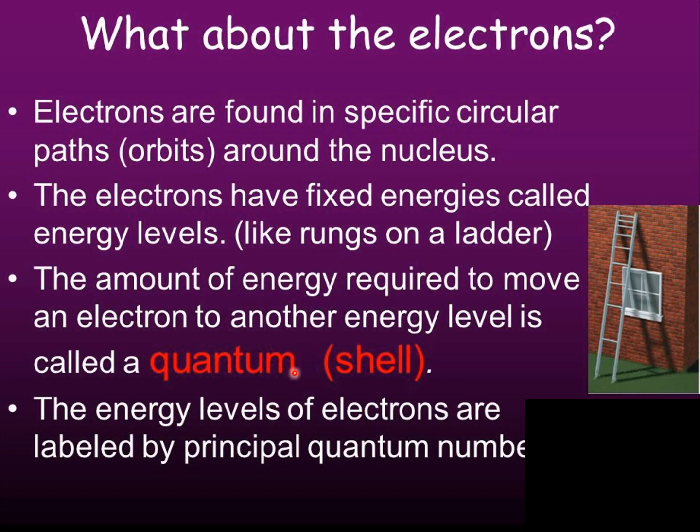So different atoms, electrons కి different types of energy కావాలి. ఒక energy level నుంచి ఇంకో energy level కి వెళ్ళాలి. For example, from one energy level to another energy level, it should gain some energy so that it will be moving on. So energy level ని తీసుకునేదాన్ని ఏమంటాం? We call it quantum. The energy levels of an electron are labeled by principal quantum numbers.